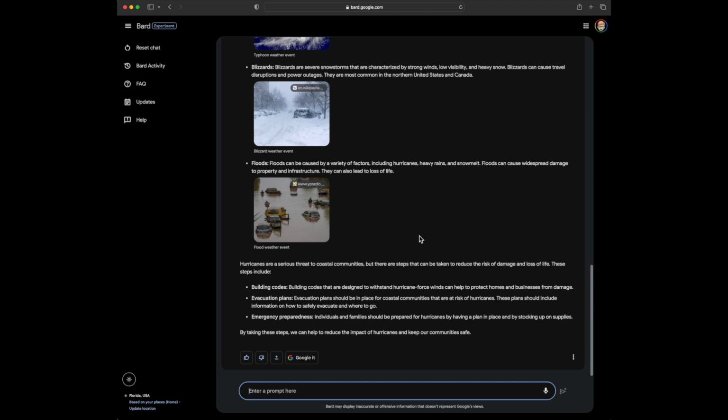Hurricanes are a serious threat to coastal communities, but there are steps that can be taken to reduce risk of damage and loss of life. These steps include building codes. Building codes that are designed to withstand hurricane force winds can help protect homes and businesses from damage.